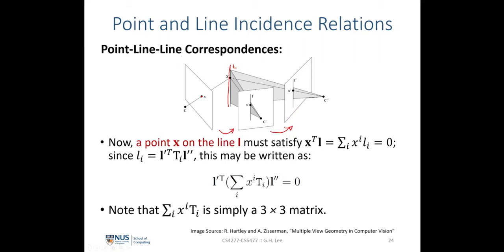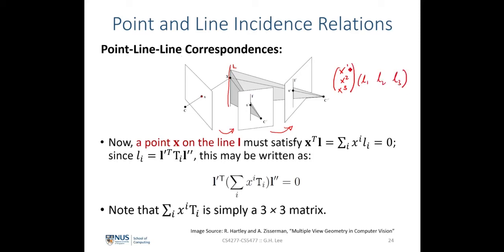And now we know that a point on a line, as we learned in the first lecture, must satisfy this dot product equation, the incidence relation, where the dot product of the point and the line must always be equal to 0. Let us rewrite this dot product, because it can be seen as x1, x2, and x3 multiplied by L1, L2, and L3.